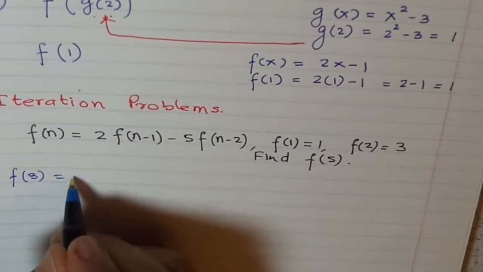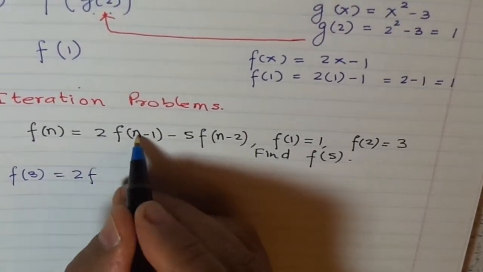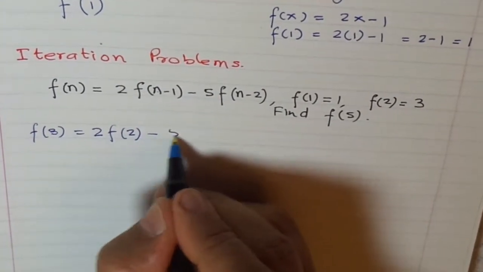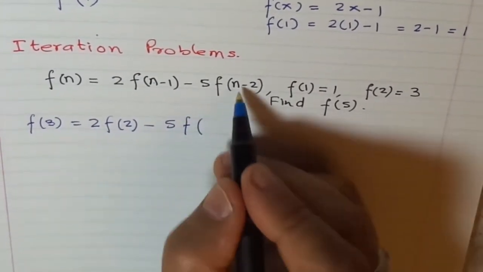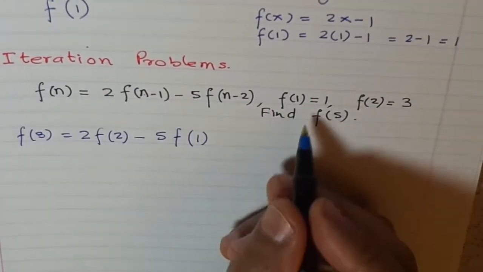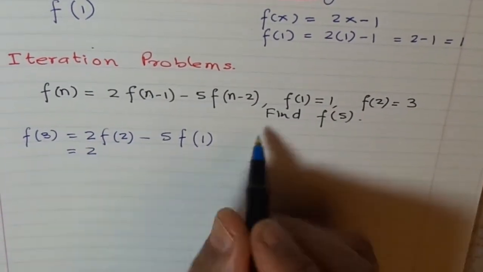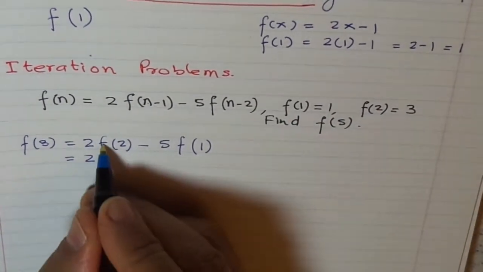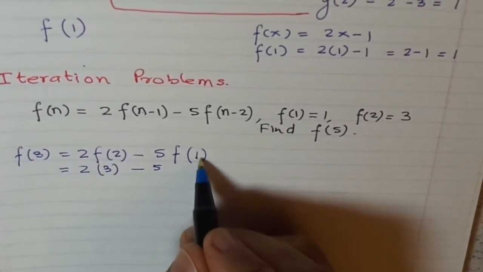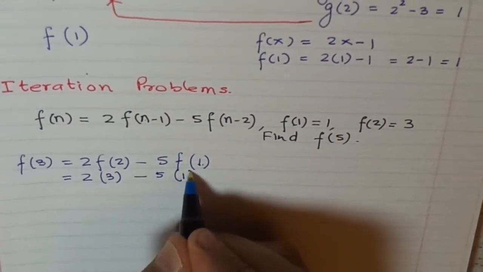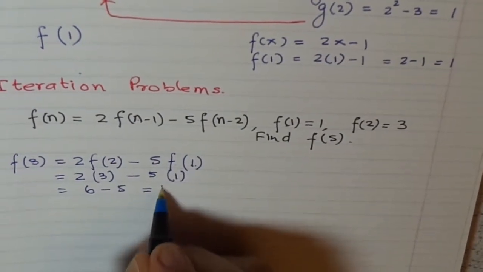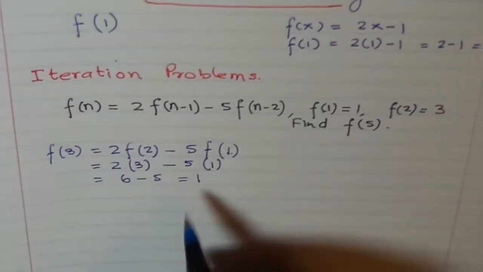f of 3 is equal to 2 times f of 3 minus 1. What is 3 minus 1? f of 2. Minus 5 times f of 3 minus 2. 3 minus 2 is 1. F of 1. Now here, what is f of 2? f of 2 is 3. So we'll replace f of 2 with 3. Minus 5 times f of 1, which is 1. 3 times 2, 6, minus 5, which equals 1. So now we know what f of 3 is.